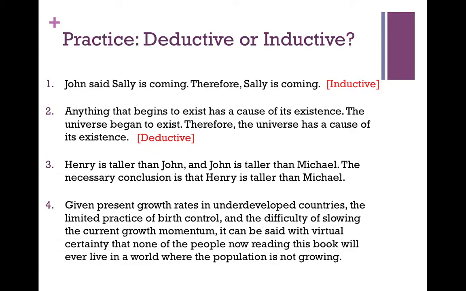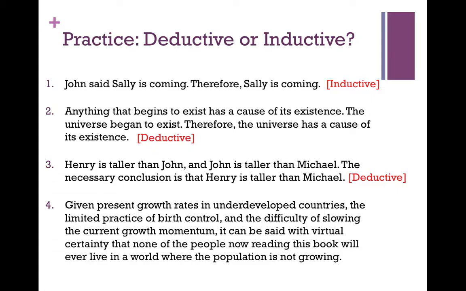Henry is taller than John, and John is taller than Michael. The necessary conclusion is that Henry is taller than Michael. And this is a deductive argument also. If you have any kind of doubt about it, you can just draw stick figures on a piece of paper: draw Henry slightly taller than John, and John slightly taller than Michael, and then you can see that the conclusion is that Henry is taller than Michael. And notice here we have an indicator term as well, the necessary conclusion. When you see something like that, you should already get your brain geared up and thinking deductive argument.